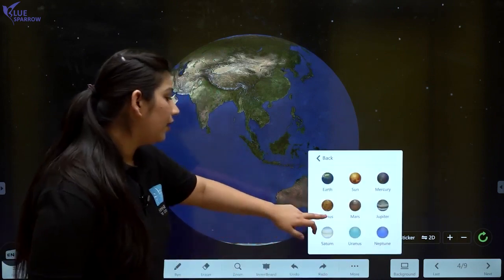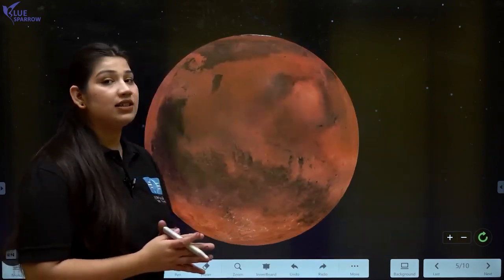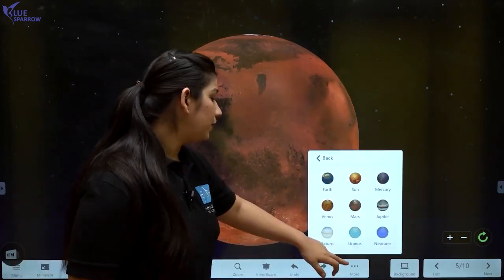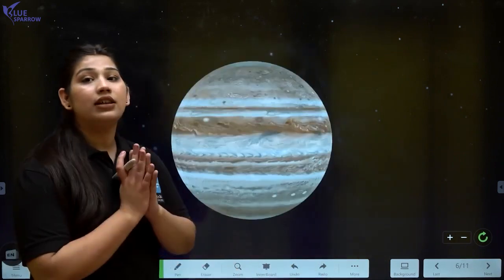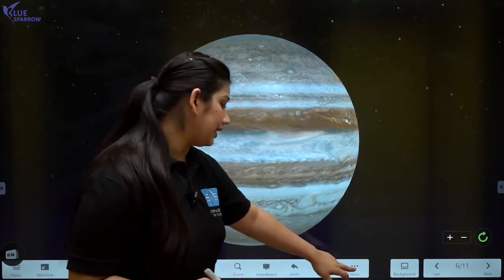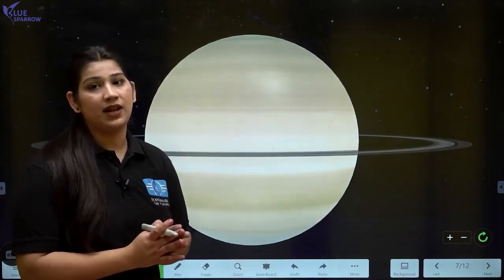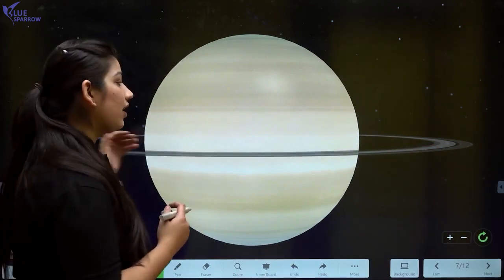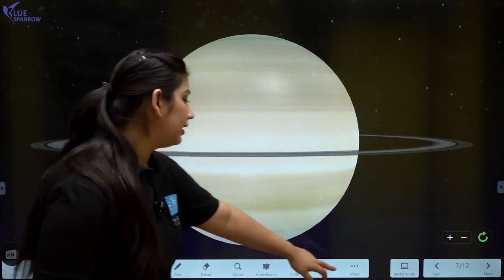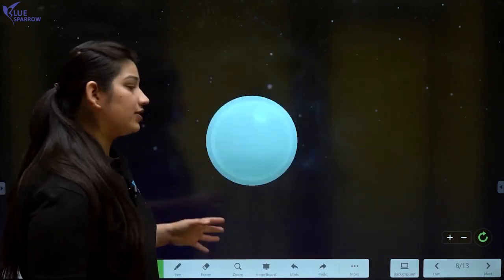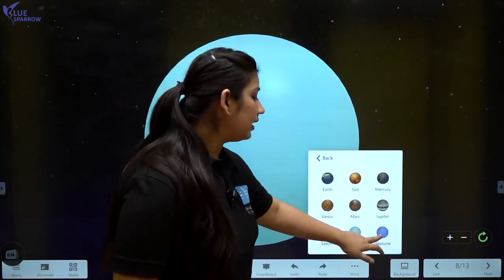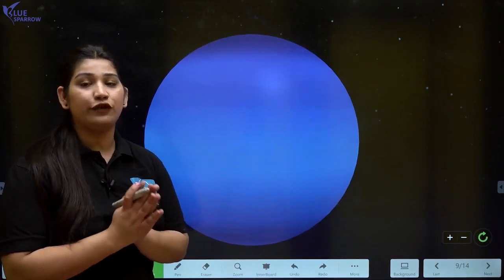Next comes Mars. Mars is also called the red planet. The next planet is Jupiter. Jupiter is the largest planet in the solar system. After Jupiter comes Saturn. Saturn is the second largest planet in the solar system. It has rings around it and that is why it is also called the ringed planet. Next comes Uranus. Uranus is the coldest planet of the solar system. Last is Neptune. It is the farthest planet from the Sun.